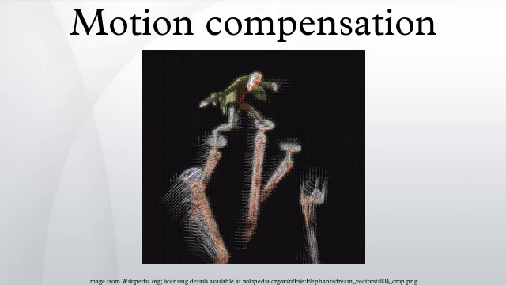MPEG-4 ASP supports GMC with 3 reference points, although some implementations can only make use of one. A single reference point only allows for translational motion, which for its relatively large performance cost provides little advantage over block-based motion compensation. Moving objects within a frame are not sufficiently represented by global motion compensation. Thus, local motion estimation is also needed.